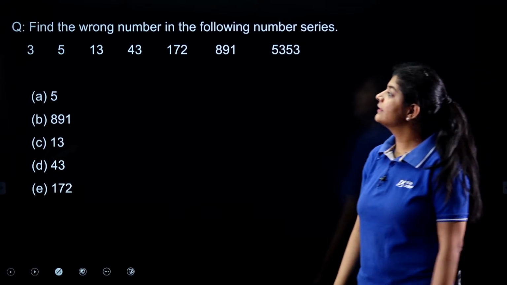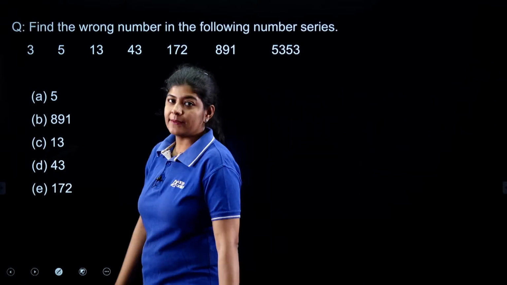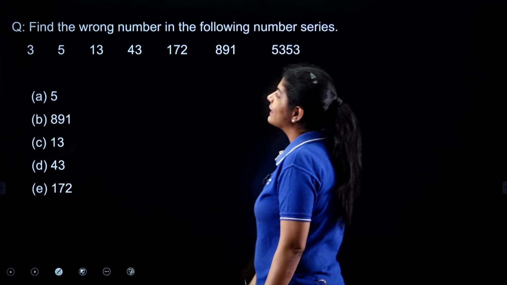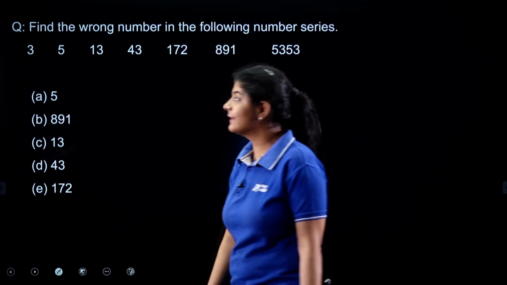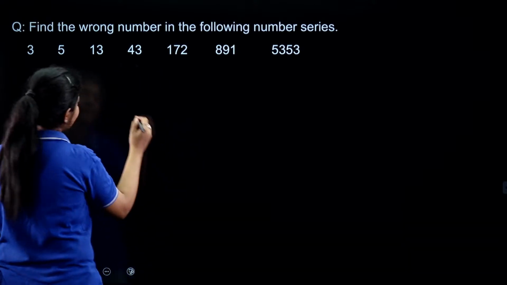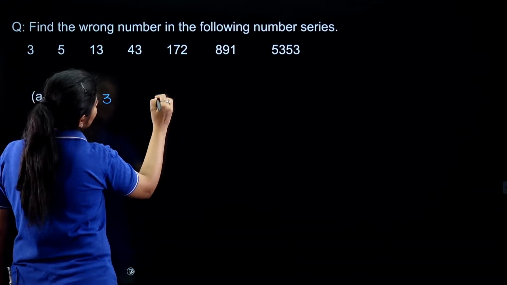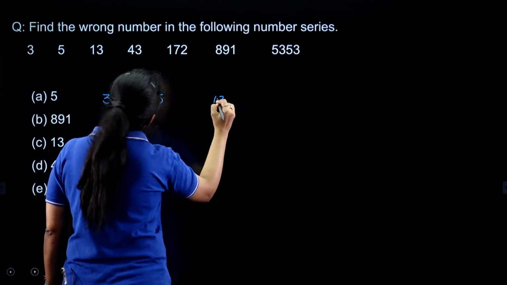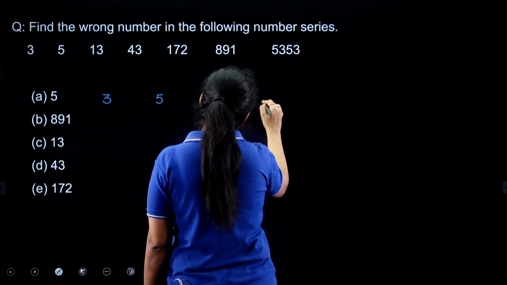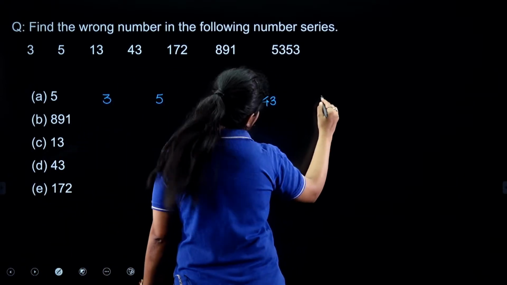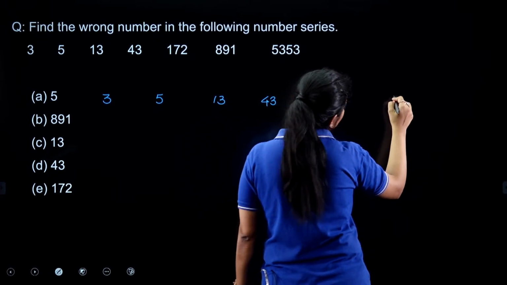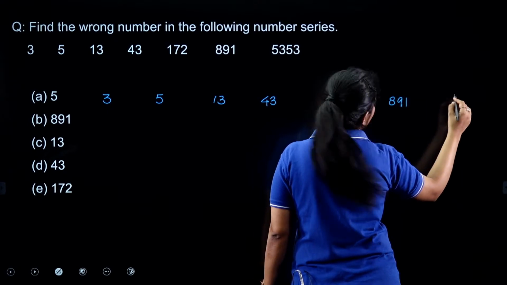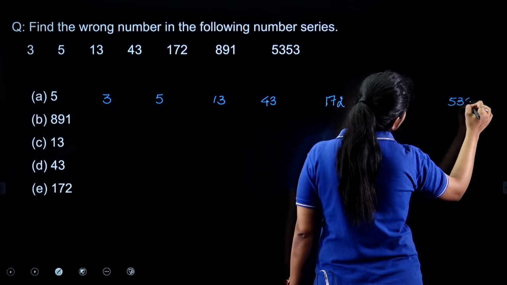Hello Vivek. Okay, next one. The next question says that again we need to find out the wrong term, and the numbers that we are having are 3, 5, 13, 43, 172, 891 and 5353.